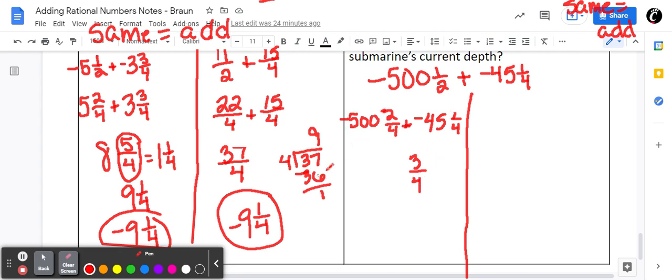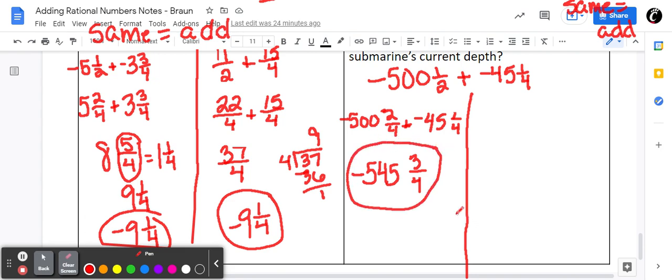And then 545 added together is 545. And again, since we have the same signs, right? We added those together, and my larger numerical value is 500.5, right? And that is negative, so my answer is negative 545 3/4.